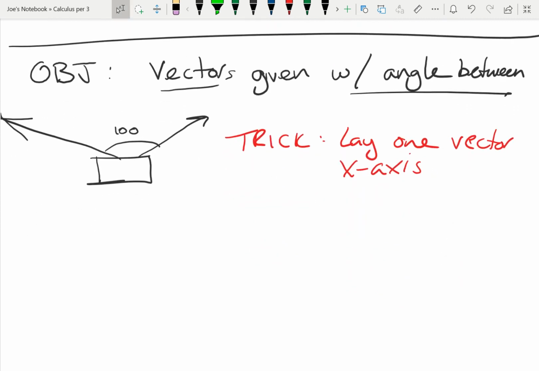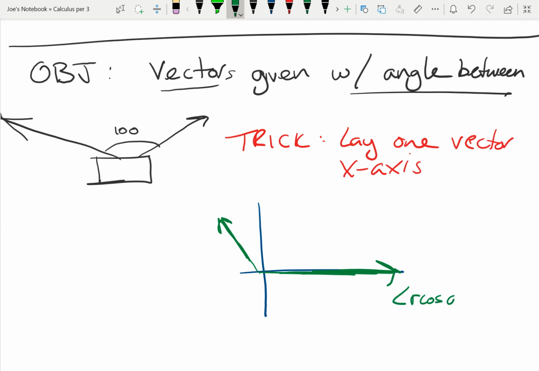So I'm going to flatten down that vector. You can lay any one you want on there, doesn't matter to me. I lay the long one on there, and then 100 degrees away from that, I'll move the short one. Then I know this vector's got a component of r cosine of 0, r sine of 0, and this one's got a component of r cosine of 100, r sine of 100. So the trick when you're given the angle between is to flatten them out.